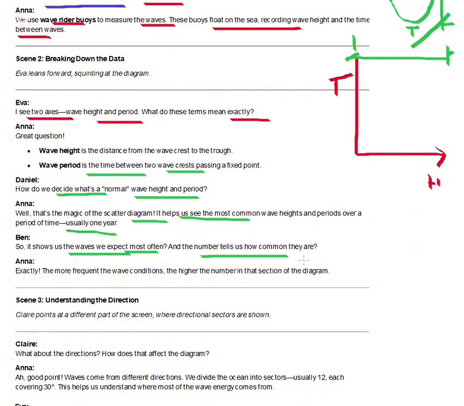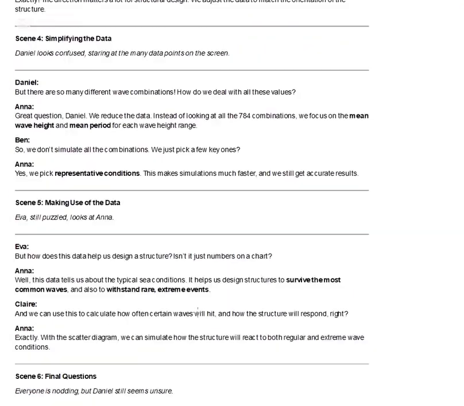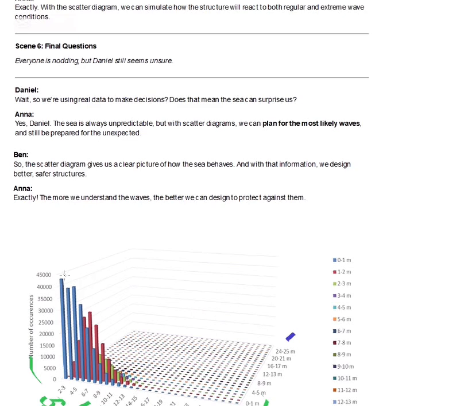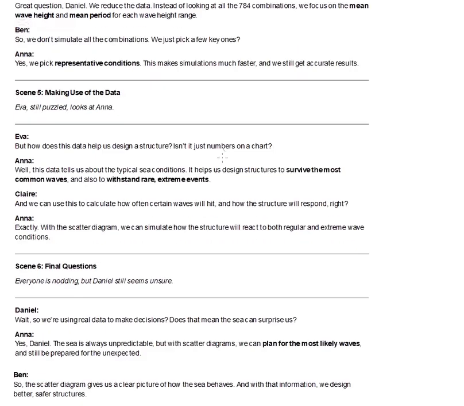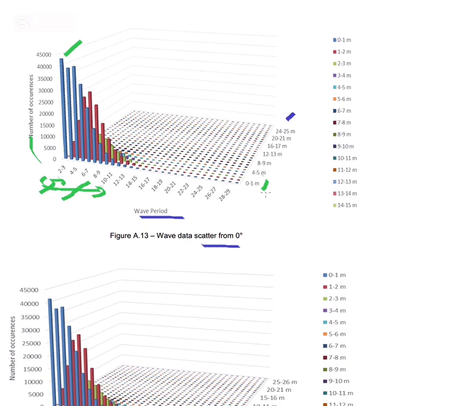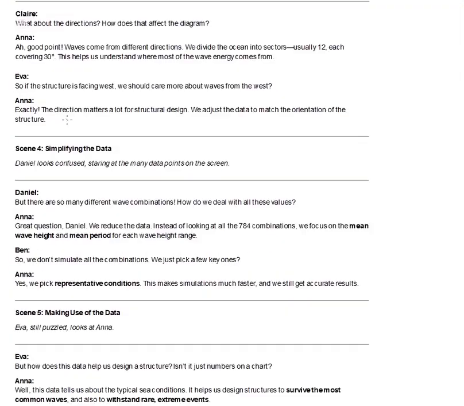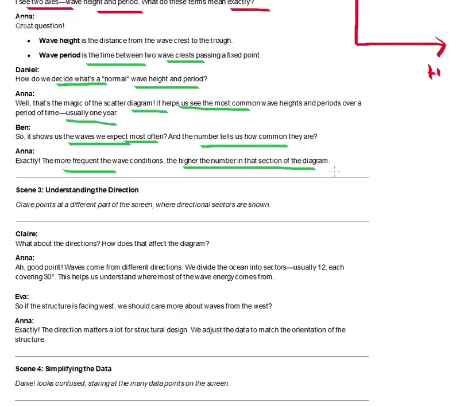And the number tells us how common they are. This 2 to 3 seconds, 0 to 1 meter is quite common. The more frequent the wave conditions, the higher the number in that section of the diagram. This is going to be the more frequent, 2 to 3 seconds and 0 to 1 meter. That's why the number in that section of the diagram is higher.